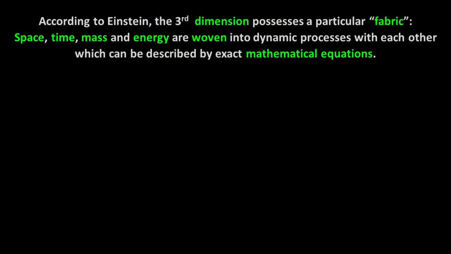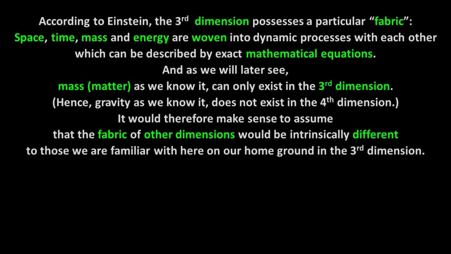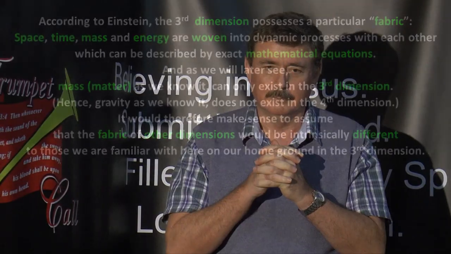According to Einstein, the third dimension possesses a particular fabric. Space, time, mass, and energy are woven into dynamic processes with each other, which can be described by exact mathematical equations. And that's what Einstein did. And as we will later see, mass or matter, as we know it, can only exist in the third dimension. Hence, gravity, as we know it, does not exist in the fourth dimension.